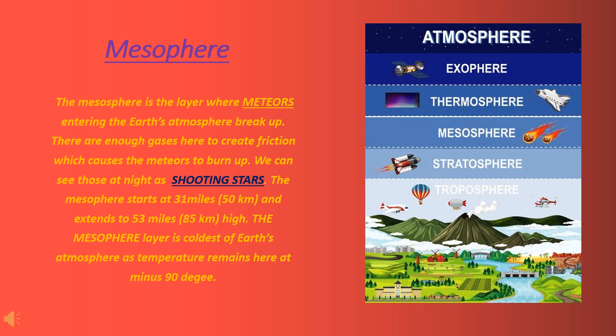Mesosphere. The mesosphere is the layer where meteors entering the Earth's atmosphere break up. There are enough gases here to create friction which causes the meteors to burn up. We can see those at night as shooting stars. The mesosphere starts at 31 miles, 50 km and extends to 53 miles, 85 km high. The mesosphere layer is the coldest of Earth's atmosphere, as temperature remains here at minus 90 degrees.